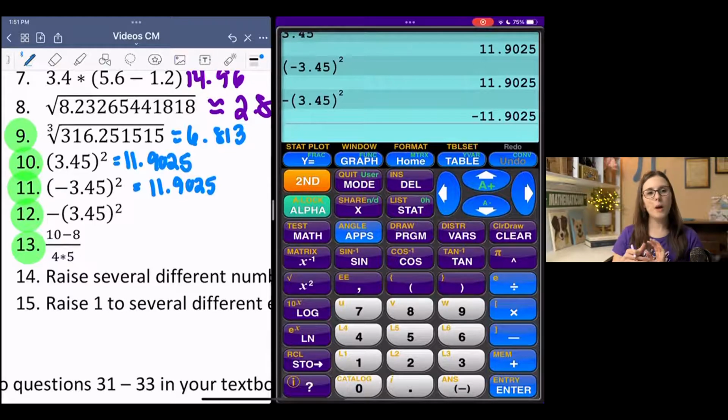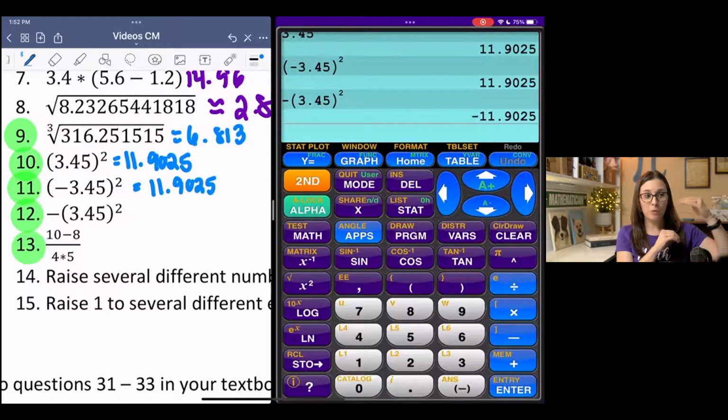So what happens here is the calculator is taking into consideration order of operations. Your calculator is programmed to know that. But if you don't type it the right way, it won't know what you're talking about. So this one was specific. The negative sign was outside of the parentheses. So we're telling the calculator, hey, Mr. Calculator, I want to square this number, and then I want it to be negative. So the negative goes outside.